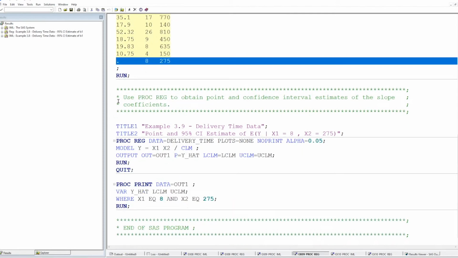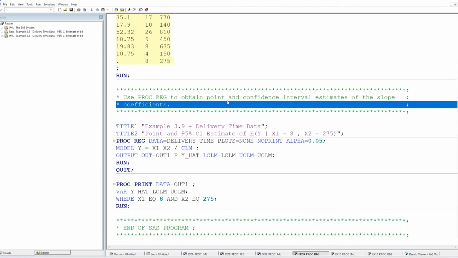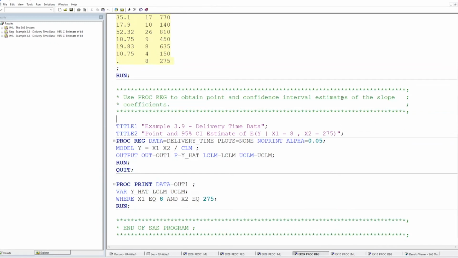Okay, so let's see how to do this. We're using PROC REG to obtain point and confidence interval estimates. Actually, I say here of the slope coefficients, but no, we're estimating the average value of y given x. I'll correct that. Now, how do we do this? Well, we have to do a couple things. Number one, we have to issue the CLM option after the model statement.